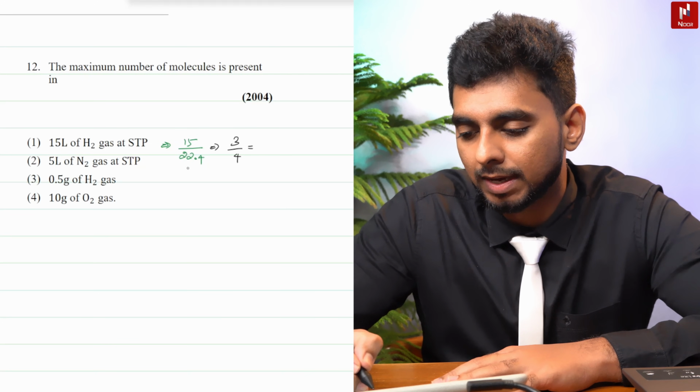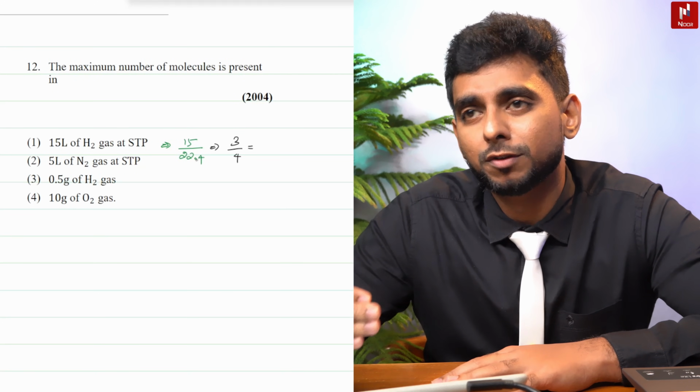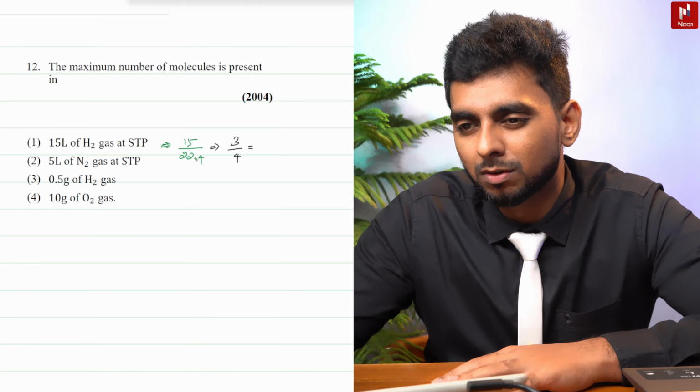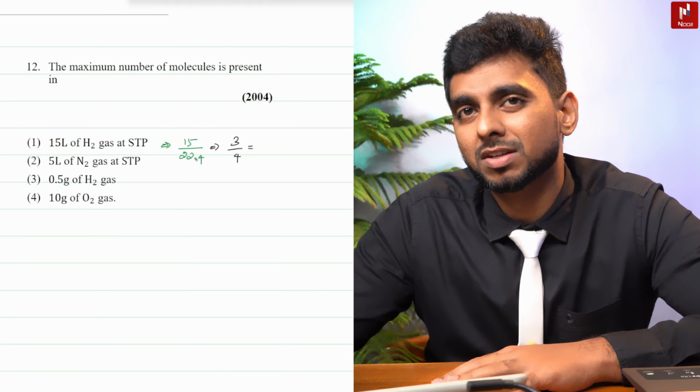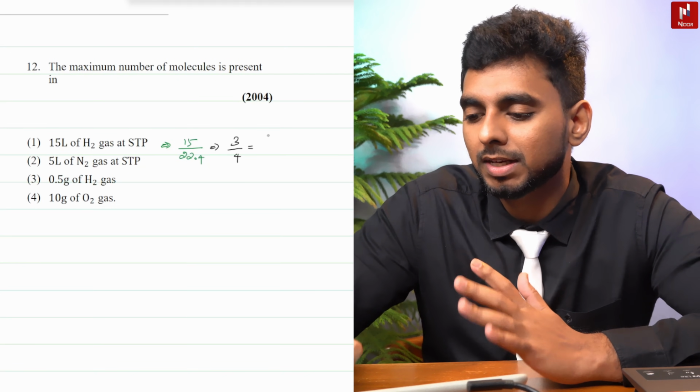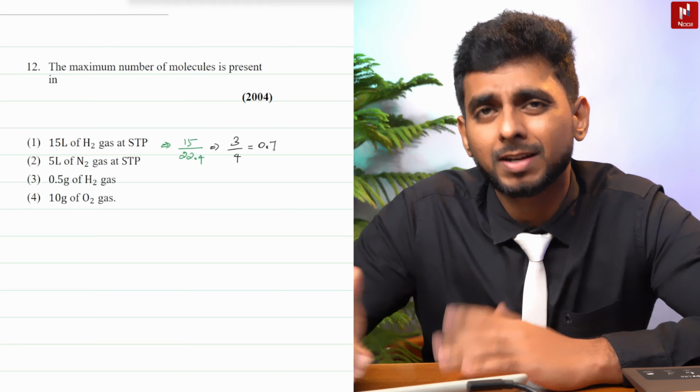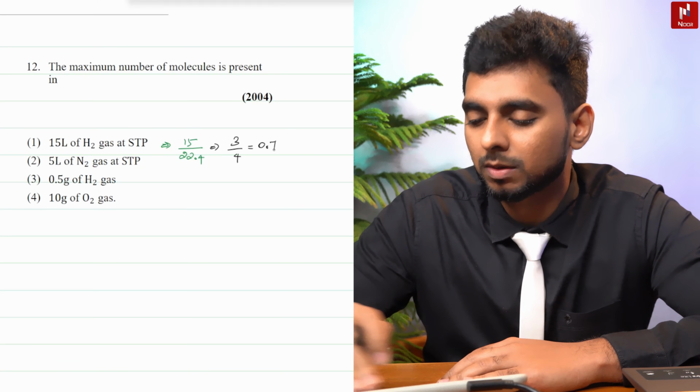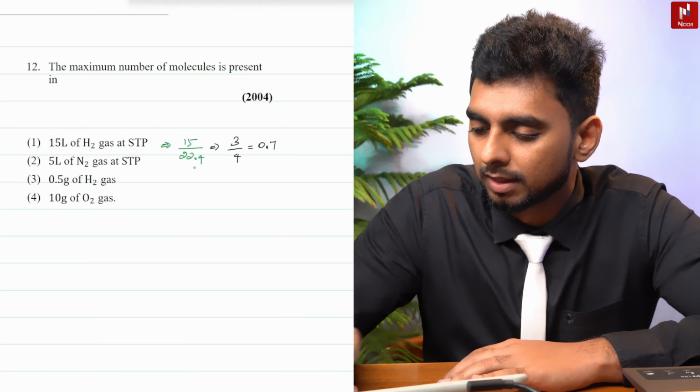But in this case, it is like 22.4. Therefore, obviously, it will be less when compared to 0.75. So you'll get approximately equal to 0.7 moles, right? You should be clear with this approximation that I've done over here.